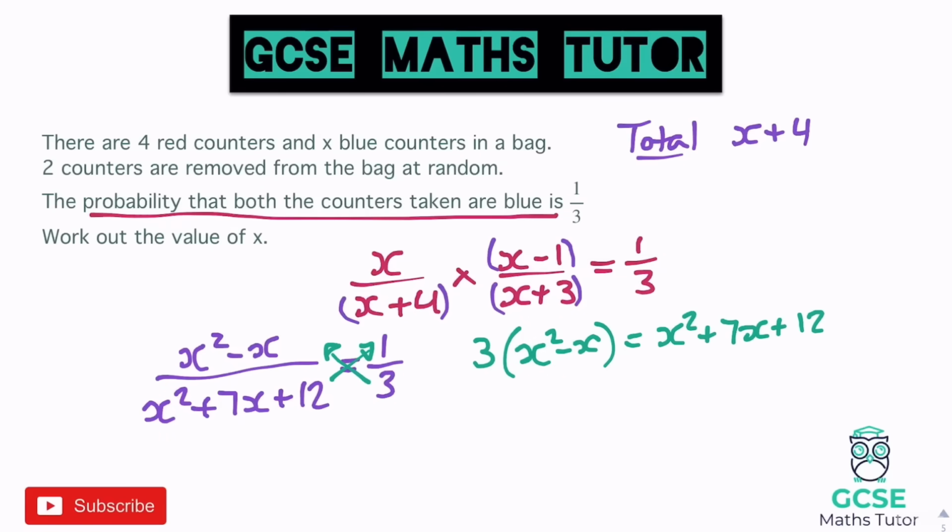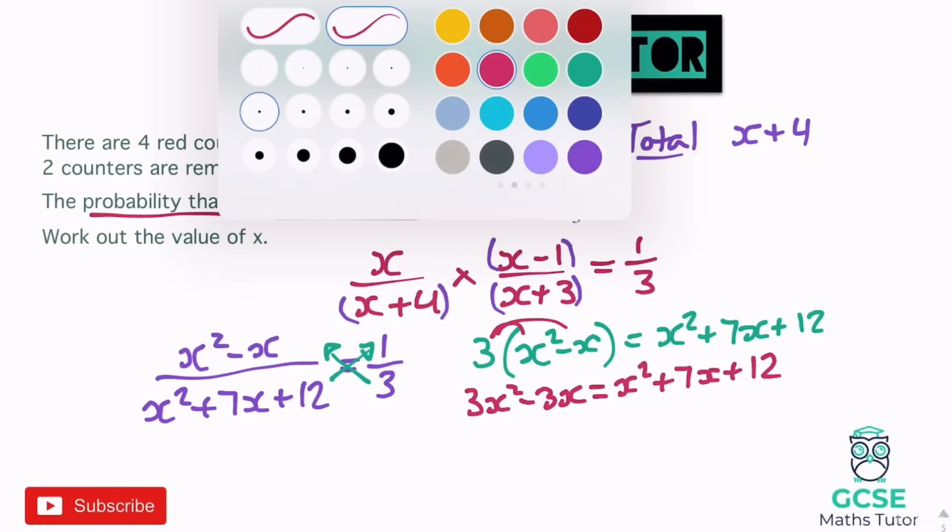And now we can actually go about solving this. So obviously we need to expand this bracket out to start with, so we times these both by 3, and we get 3x squared minus 3x equals x squared plus 7x plus 12. Now, just like with all quadratics, we need to make this equal 0. So I'm going to move everything to the left-hand side. So I'm going to subtract all 3 of these pieces.